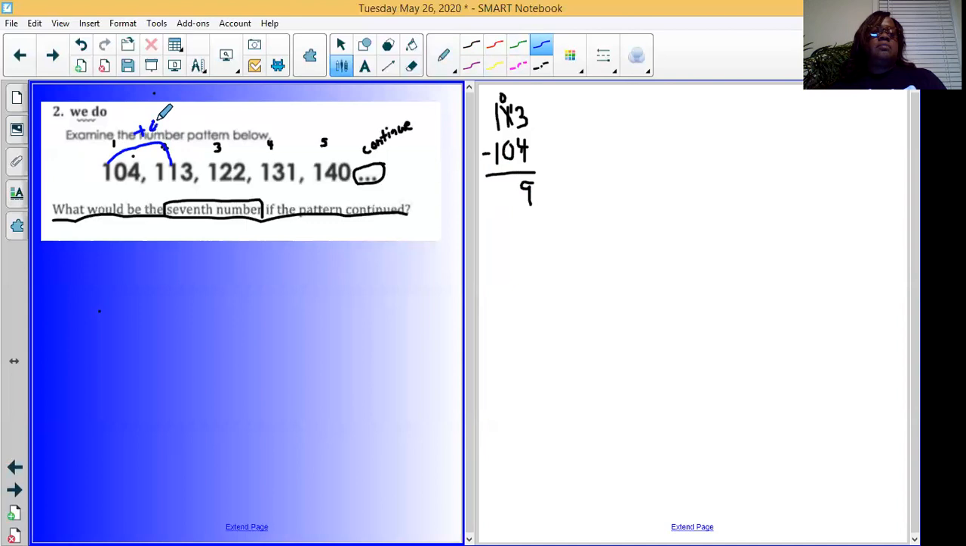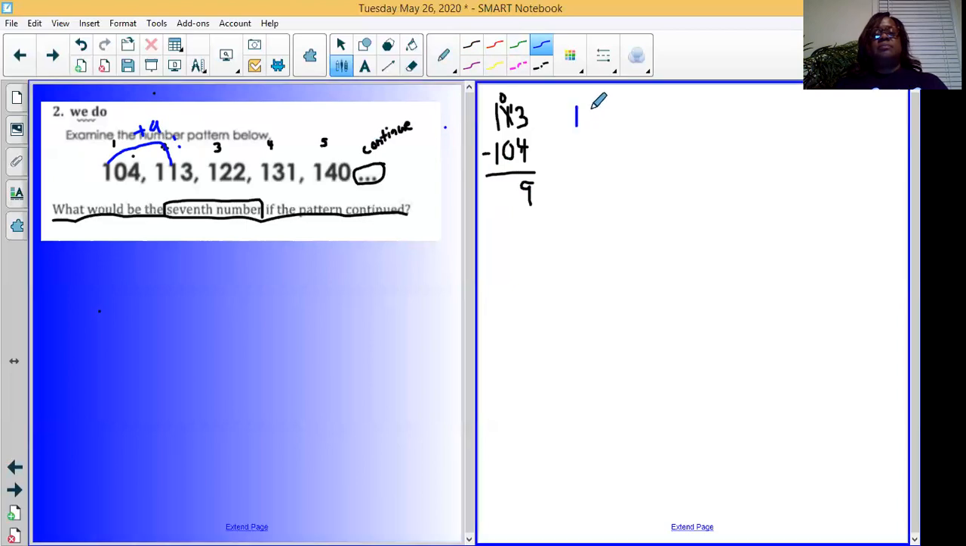Okay, well, let's see if that works for the next one. So let's say I take the 122 and subtract 113 from it and see if you get 9. Okay, you do it.